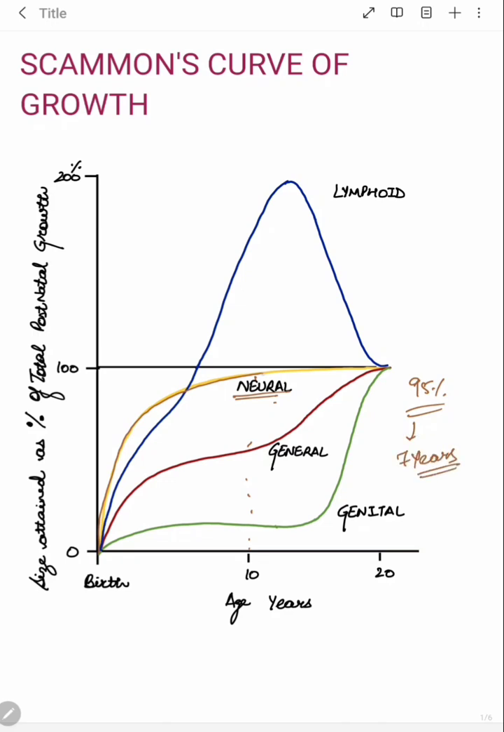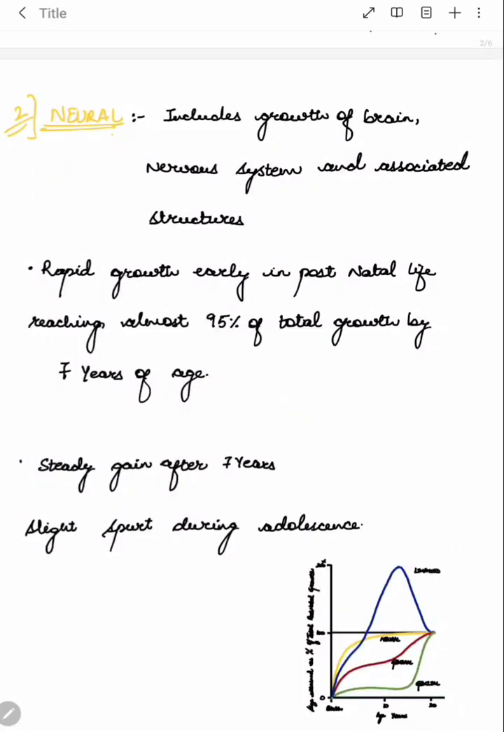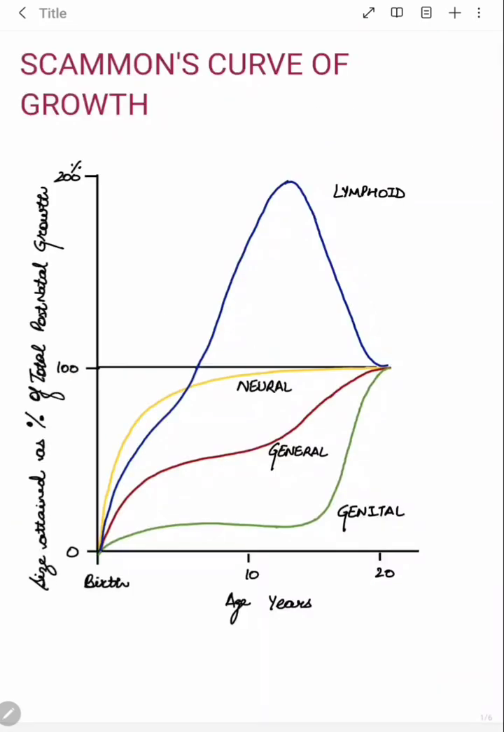After that we will see a steady growth, or a slight spurt, till adolescence. As we have discussed, neural basically includes growth of the brain, nervous system and associated structures such as eyes and parts of the skull. Initially there is rapid growth, basically 95% till 7 years of age, and after 7 years there will be a steady gain, and a slight spurt during adolescence.